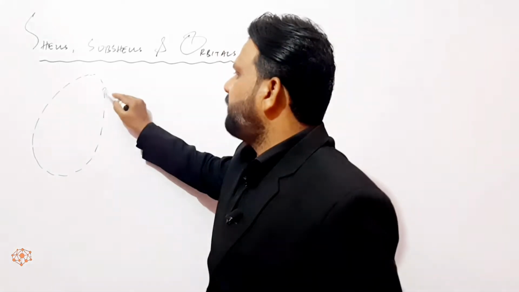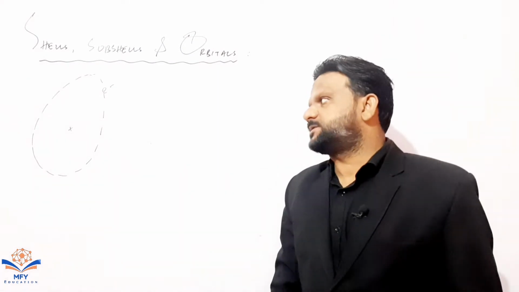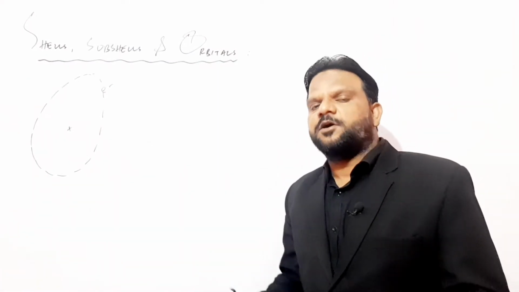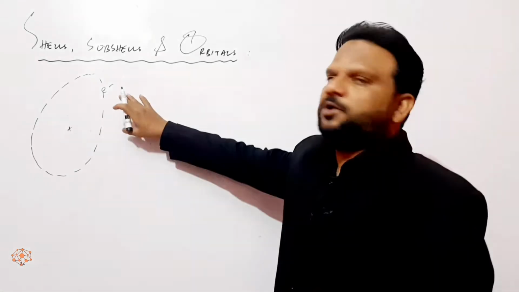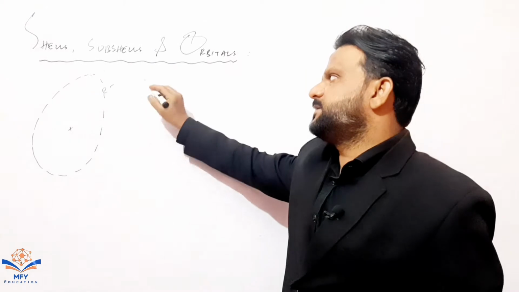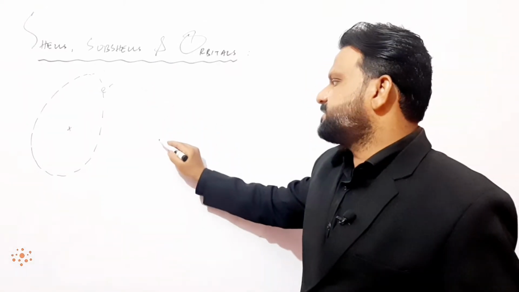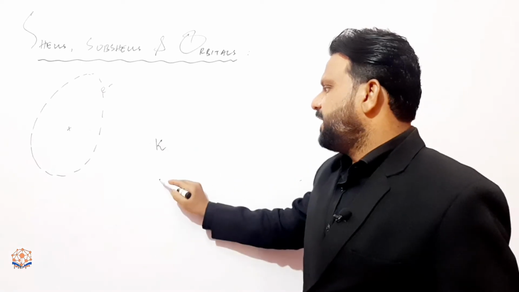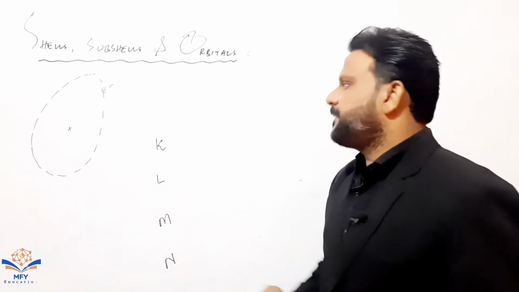Electrons revolve around the nucleus in imaginary portions. These portions are called shells, orbits or energy levels. We have 4 shells, that is K, L, M, N.